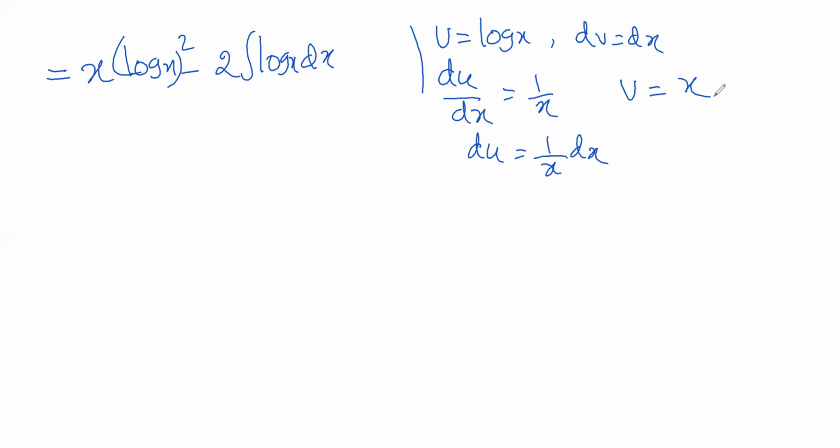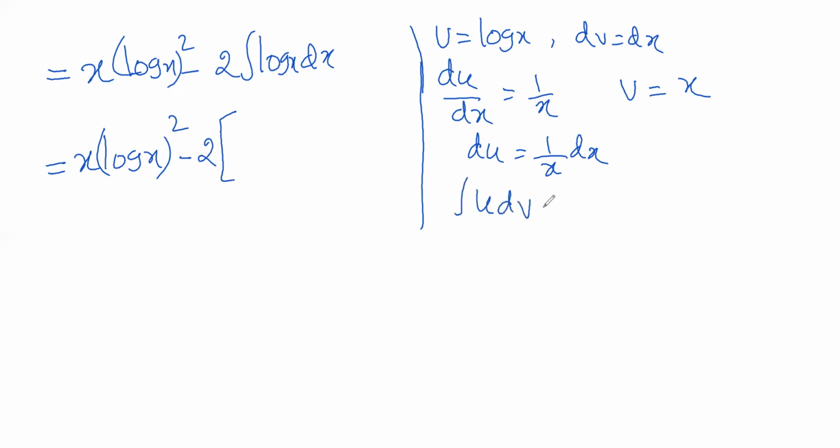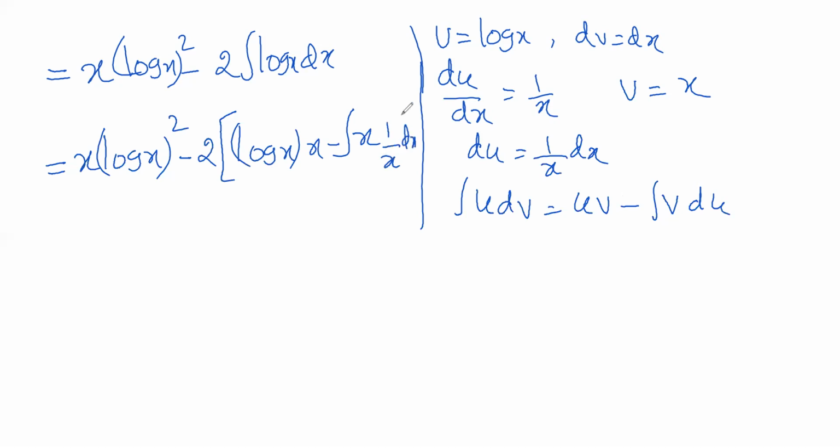Yes, right. Now, write the first term as it is. That is x into (log x) the whole square. First term as it is, minus 2 into. Now applying the formula. What's the formula you recall it? Integral u dv is equal to uv minus integral v du. Right? uv, where u is equal to log x, v is equal to x, minus integral v is equal to x, and du is equal to 1 by x dx. Yes. Now this x here cancel.